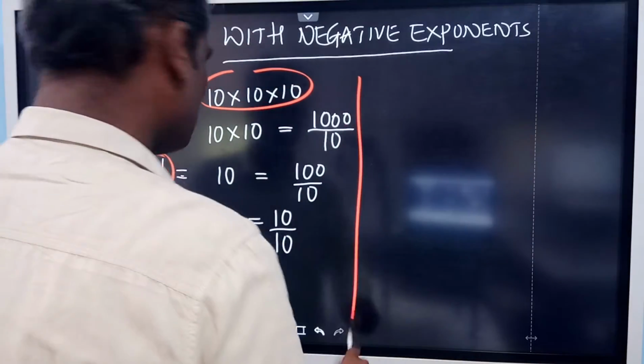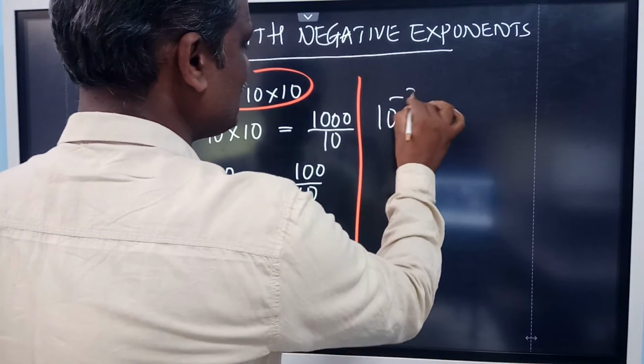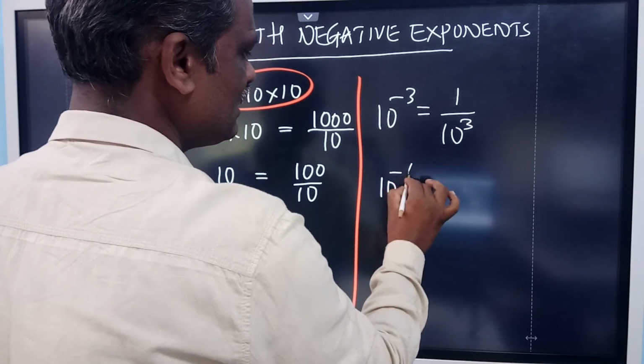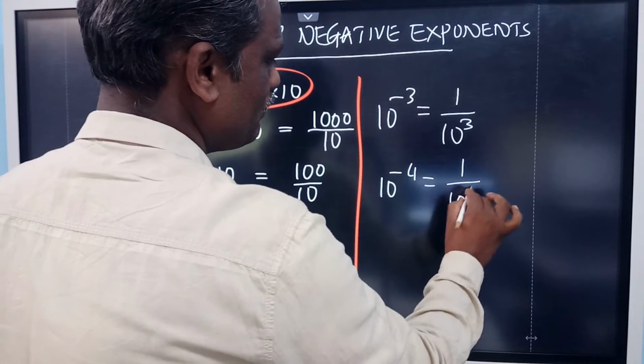So that means you understood here that 10 to the power minus 3 can be written as 1 divided by 10 to the power plus 3. 10 to the power minus 4 can be written as 1 divided by 10 to the power plus 4.